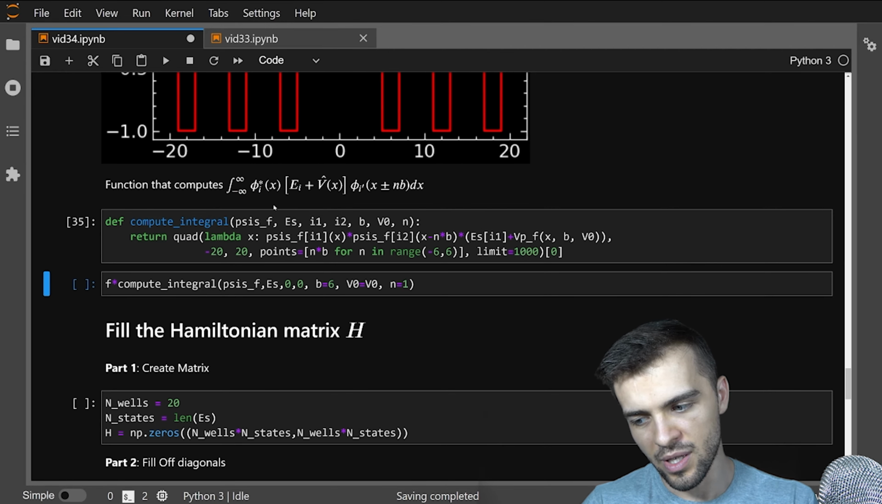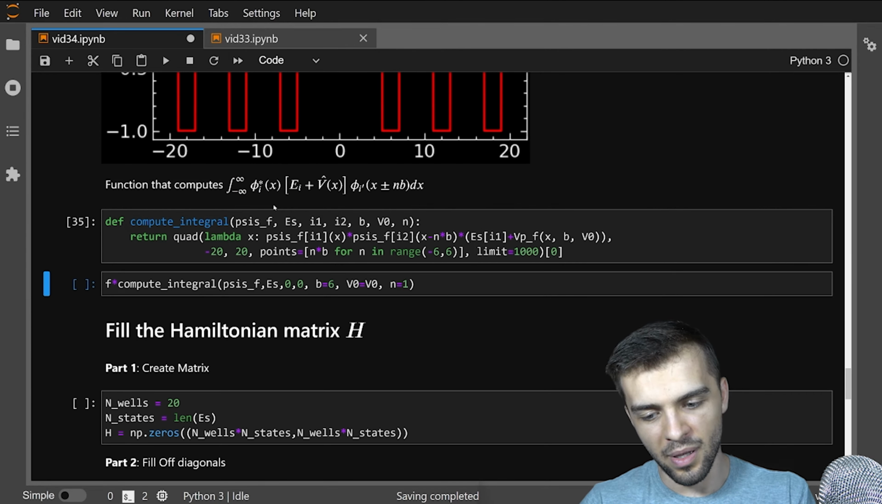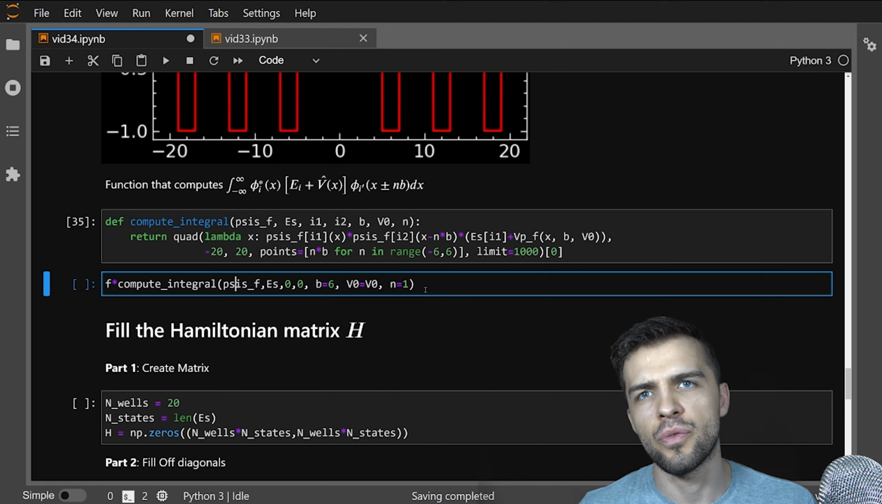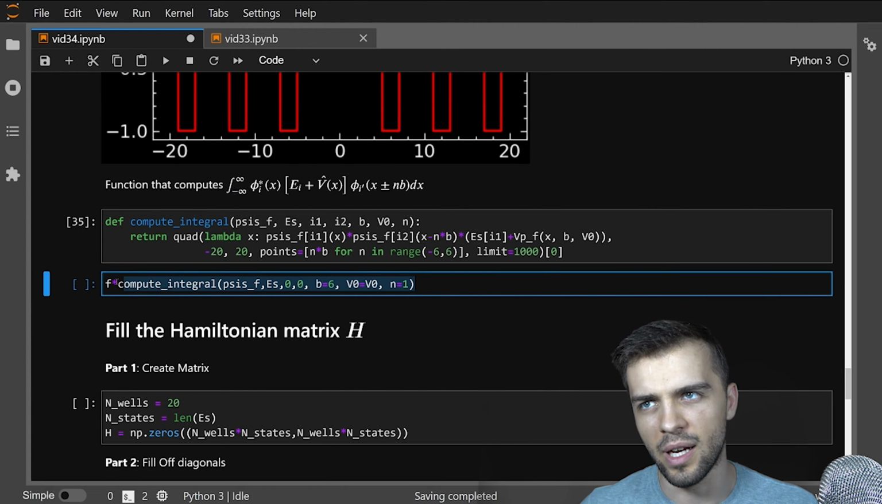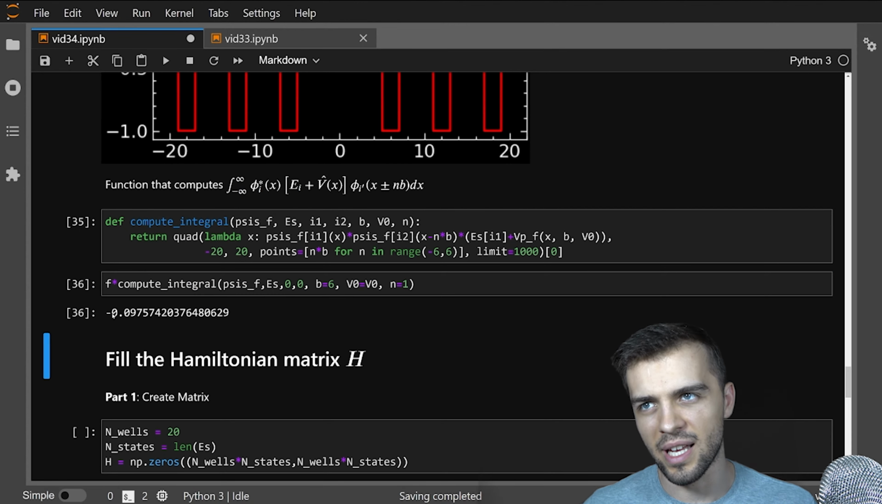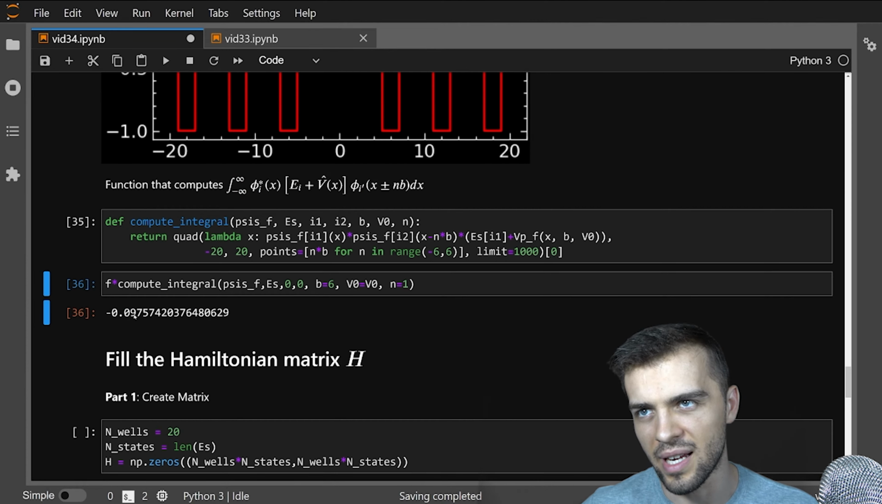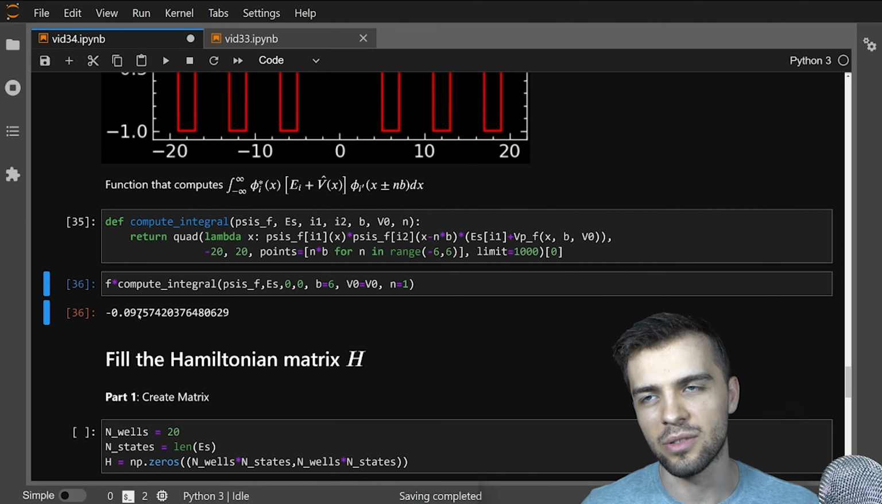So of course this thing here, it's going to be an element of the Hamiltonian matrix. It's going to be dimensionless, but when I multiply by the correction factor f, which is h bar squared over 2ma squared, it will return me an energy value. So for example, here I compute the integral and I multiply by the correction factor, and I would get something that has, in units of electron volts, minus, it's about 97 milli electron volts.